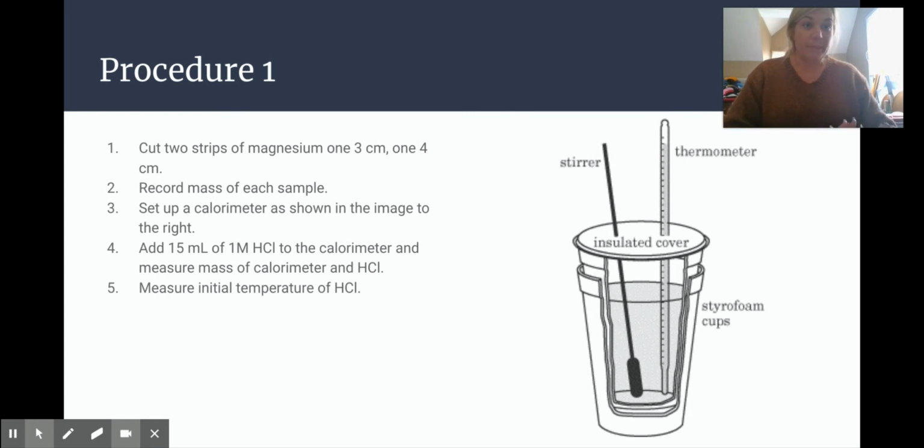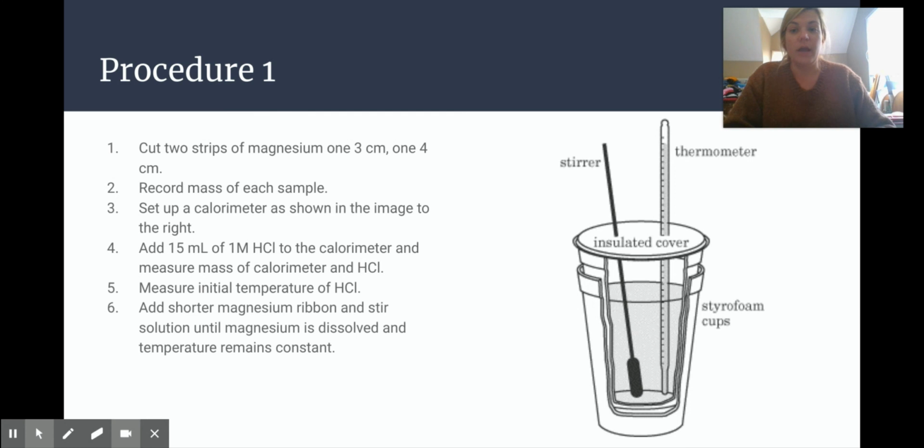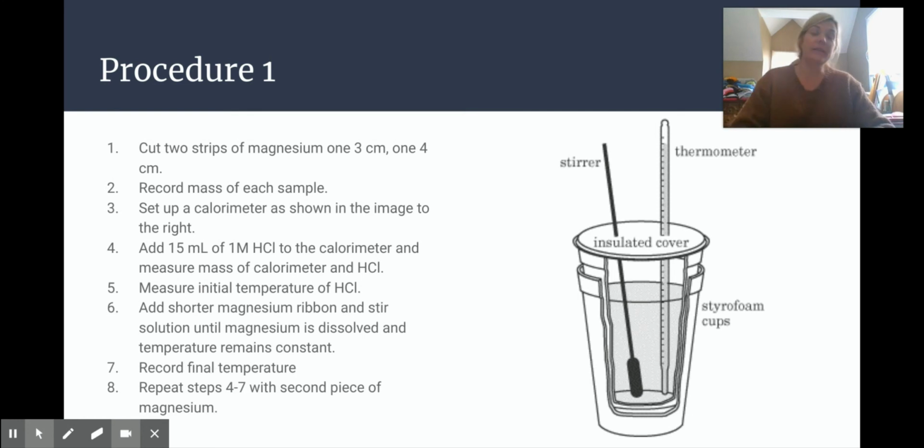We need an initial temp, right? Because the temperature is going to tell us how our energy is either being absorbed or released. And we're going to add the shorter, so the 3 centimeter magnesium ribbon first, and then we're going to stir it until the magnesium is completely dissolved. We're waiting until the temperature is constant to record our final temperature. And then we're going to repeat steps 4 through 7 again with our second piece of magnesium metal.